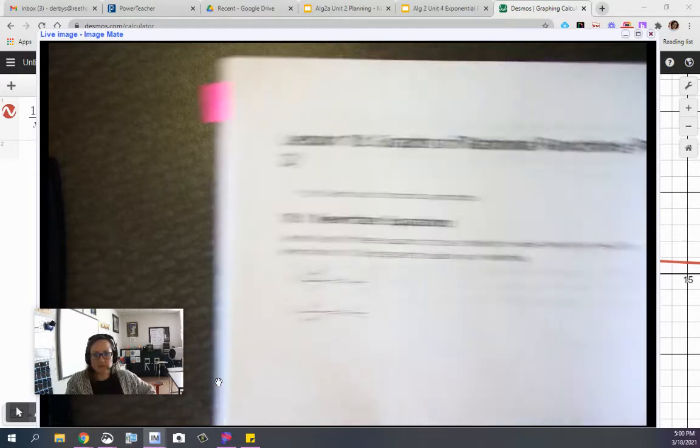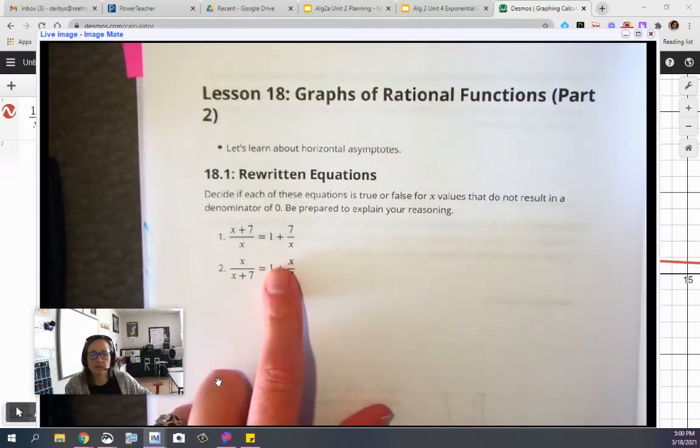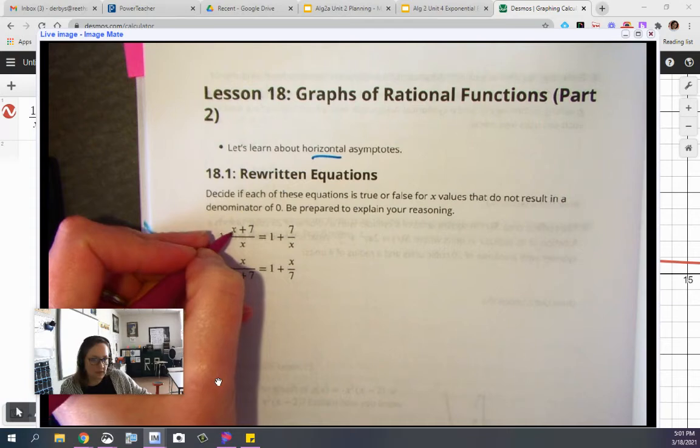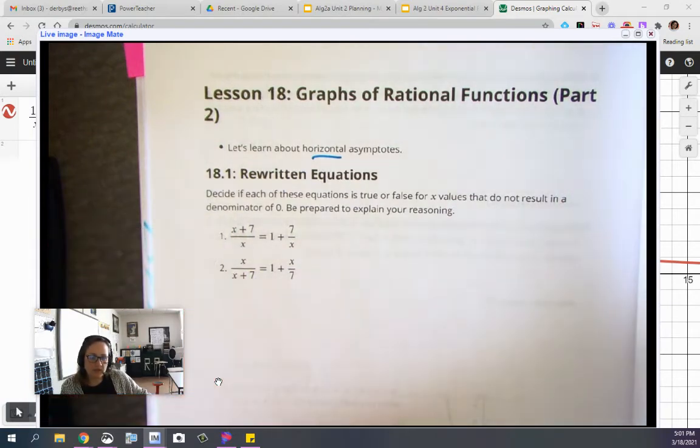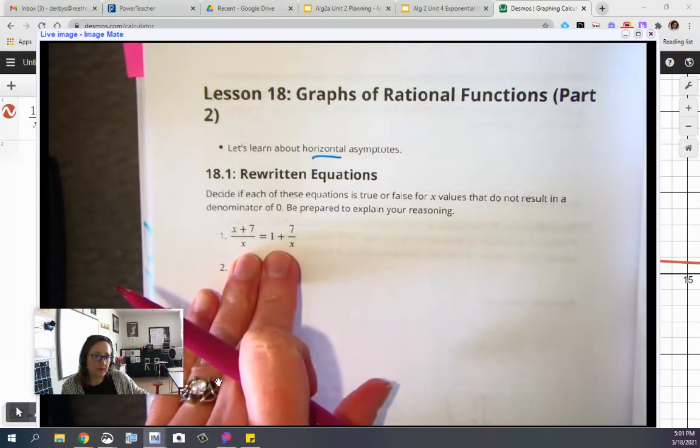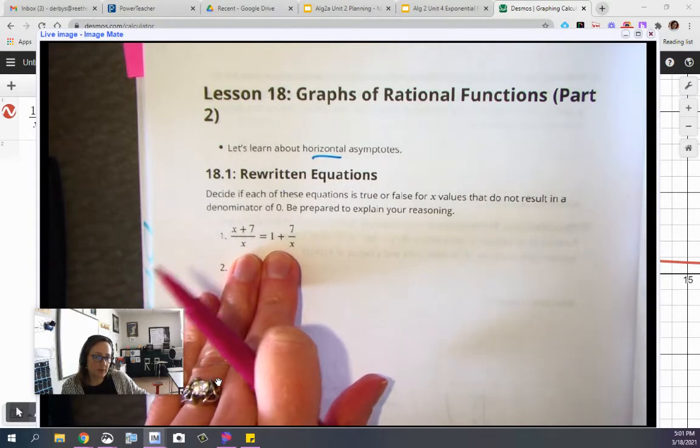Now, when we start trying to rewrite equations, we have to be very careful about how we do this, right? Lesson 18, you see, is that we're looking at horizontal asymptotes and how we can tell those things, all right? So if we have something like x plus 7 and we're dividing it by x, this is a valid way to rewrite it. And so I want to show you why that happens.